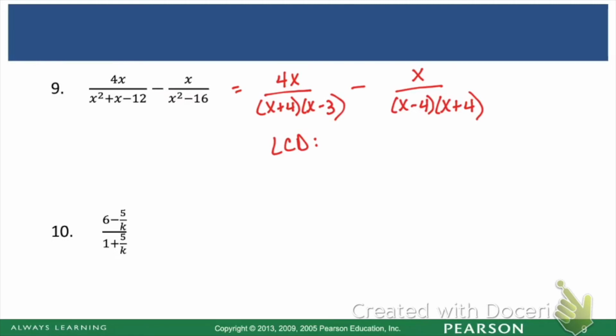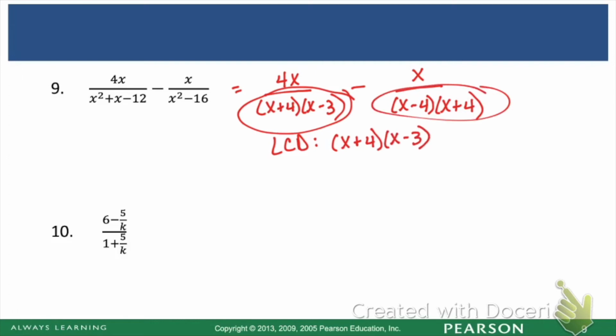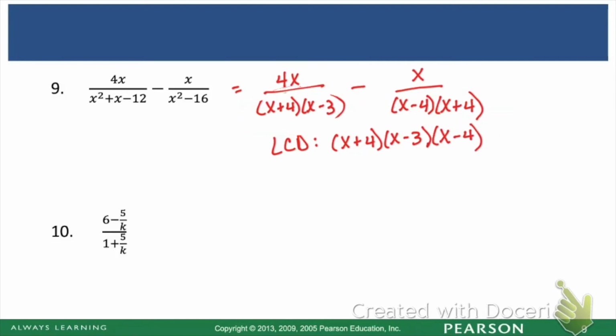So what I usually do is write down everything I see in the first denominator, so I'm going to write that down. And then I look at my second denominator and write down anything different. Don't repeat yourself. I already have an x plus 4 in my common denominator, so I don't want to rewrite that. But I don't have an x minus 4, so I'm going to write that. So my common denominator is all of these factors. It's x plus 4, x minus 3, and x minus 4. I want all of my denominators to look like that when I'm done.